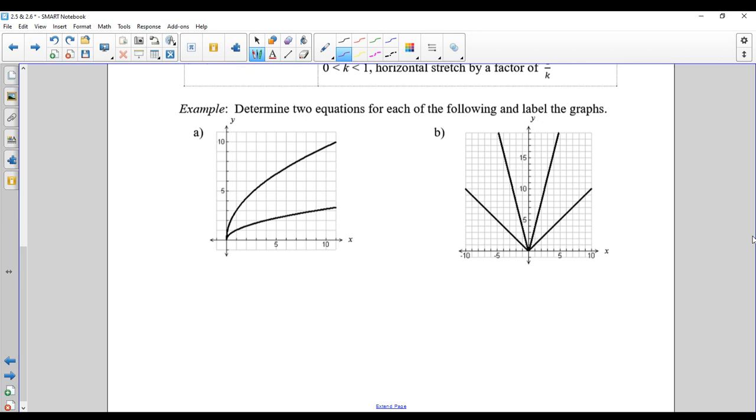Let's start off with the A graph. What do you think is the base function for the A graph? Help me out, folks. I got to get some more participation, especially in the front of the room. Thuzan, what's the base function for the A graph? We just did one just like it. It's a square root function. Thank you very much.